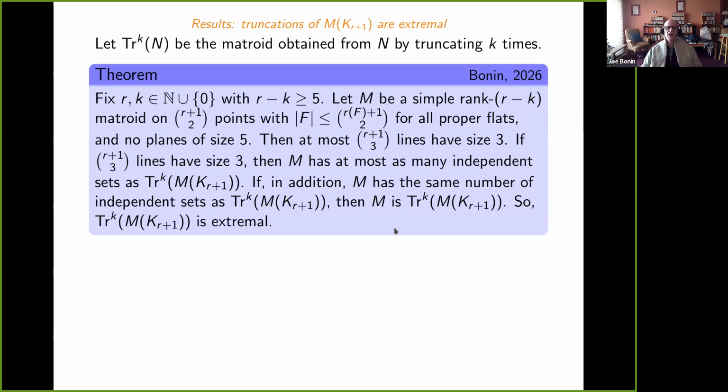So this result says, again, you have a rank, you have a k. This is how many times you're going to truncate. You want r minus k to be at least 5. So truncation, I should say, in case it's not familiar, what you're basically doing when you truncate once is saying that the bases of your truncation are the bases of hyperplanes of your original matroid. So bases of one smaller. In terms of flats, you've removed the hyperplanes from the lattice of flats. So you're sort of pushing the whole thing down into a smaller dimension.